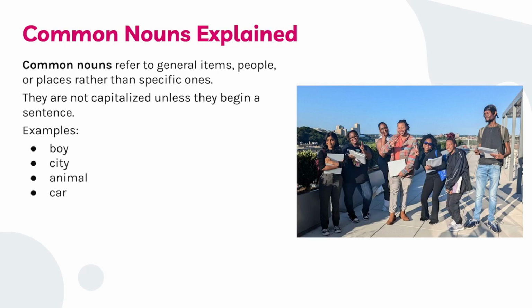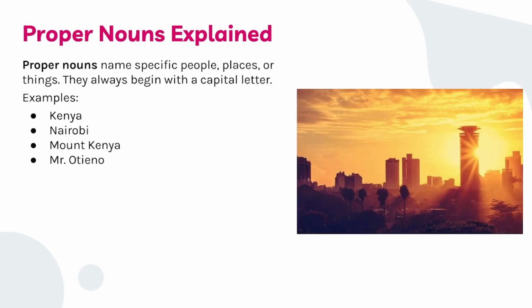Animals, there are different types of animals. Car, there are varieties of cars. So they are general names. That's why they are called common nouns, because it's just something common. It's a common name. When you talk about proper nouns, it's the opposite of common nouns. They are specific names of specific people, places, or things.